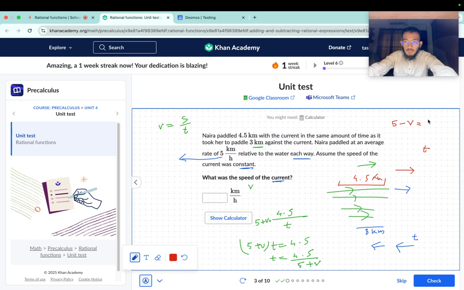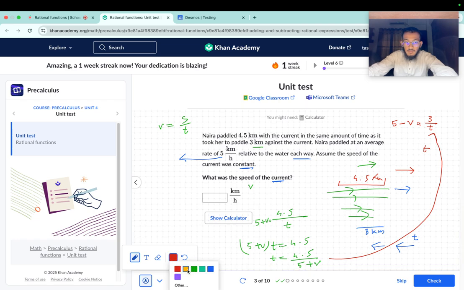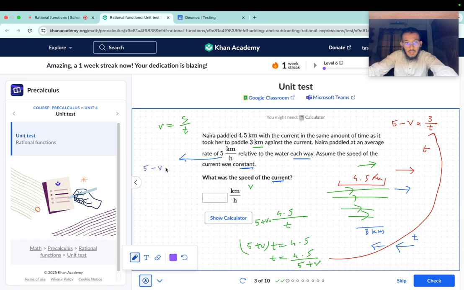So this will have the distance, which is 3 divided by T. Now we can substitute T here, and we find the equation 5 minus V equals 3 divided by 4.5 divided by 5 plus V. We just have to solve that and find the value of V.